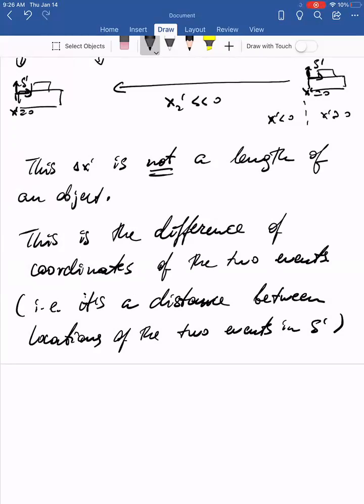So close your eyes, imagine you're in this car, this spaceship. When lightning strike 1 happens, you happen to pass right over it. It happens at your x prime equals 0, right behind your trunk. And then you've moved really far away. You look in the rear view mirror. The second event happens when it's way, way back. And so in your coordinate system, the difference between coordinates of these two events is very large.